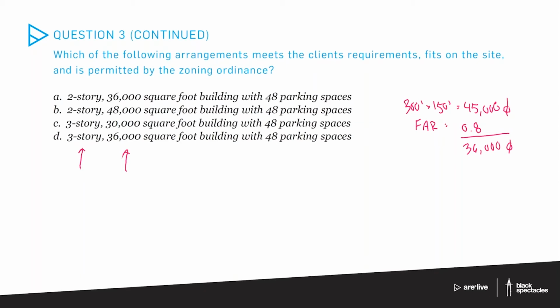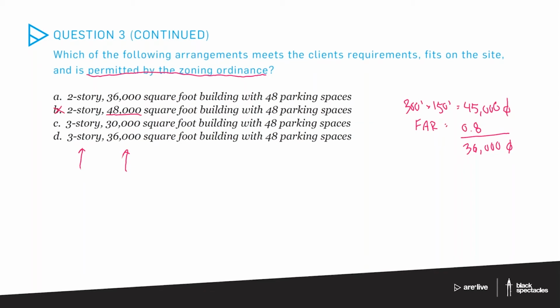And every time you get a piece of information, I would check to see if it eliminates any answers. Here, choice B right off the bat is going to be incorrect because it doesn't comply with zoning. It's a 48,000 square foot building, and being permitted by the zoning ordinance is a requirement. Well, anywhere, but also it's a specific requirement to answer this question. So we can eliminate choice B.